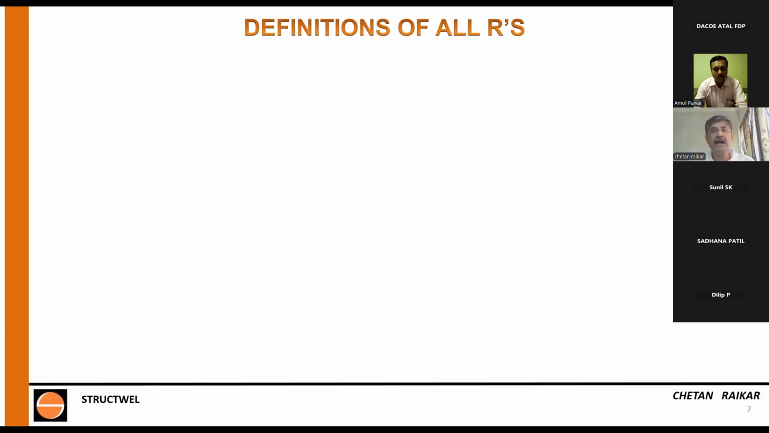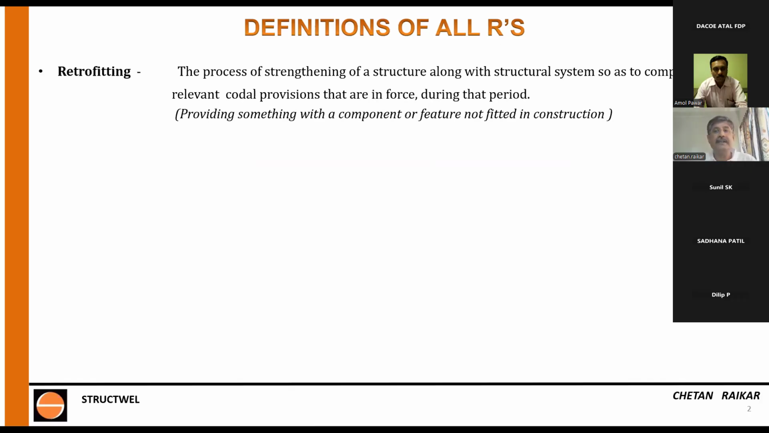Now, definitions of all the R's. R1 is retrofitting. Retrofitting is where you have to upgrade a structure to the current codal provisions. Try and understand: if a structure is constructed in 1980 and the earthquake codes have been revised thrice since, or a structure is constructed in 1995 and IS 456 has been revised in 2000 since then. If a client says that I must have a structure which is compliant with the current codal provisions, then I need to carry out retrofitting on the structure.